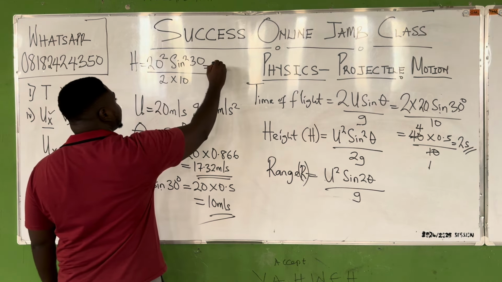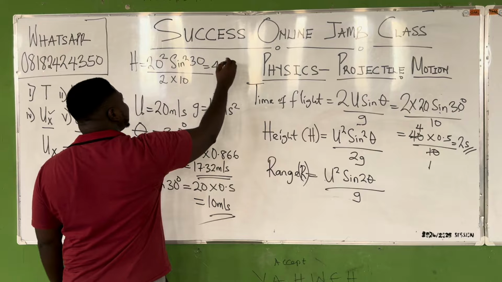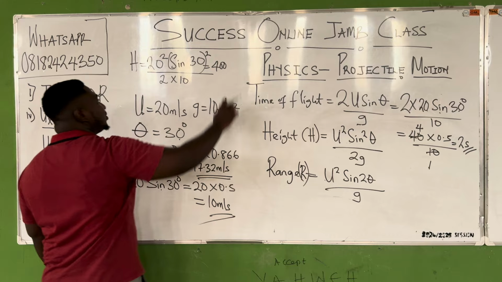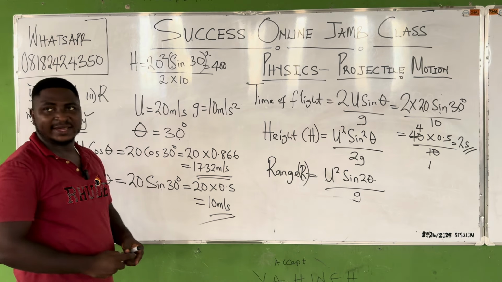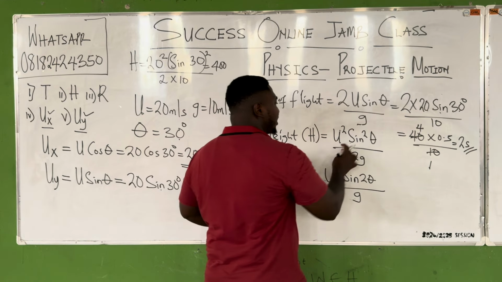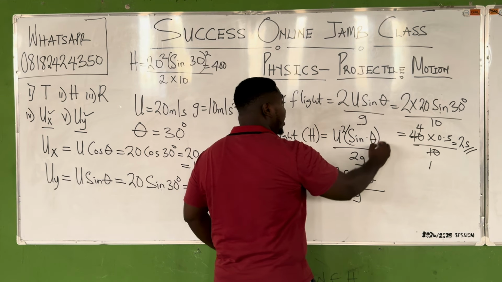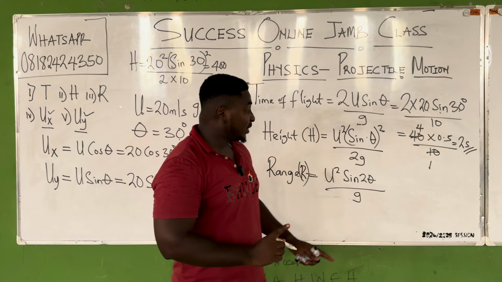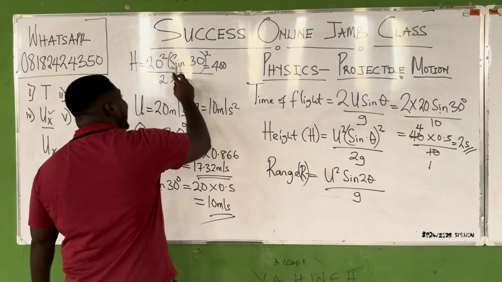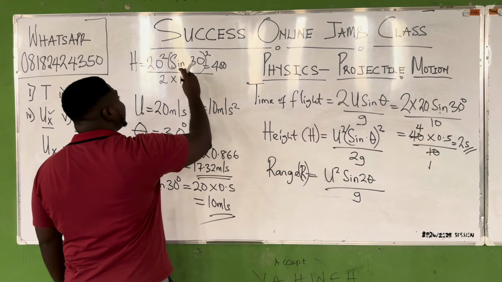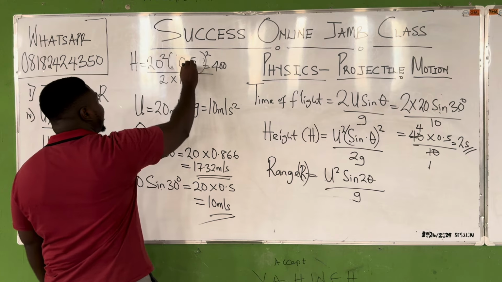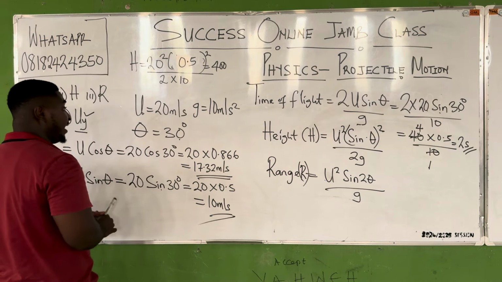20 squared should give us 400. Sine squared 30 means sine 30 all squared. Please take note. Sine squared theta is the same thing as sine theta all squared. It's a mathematical trigonometric rule, and you can put the square outside. So always learn that sine squared theta is the same thing as sine theta all squared. And if we resolve sine 30, we're going to have 0.5.